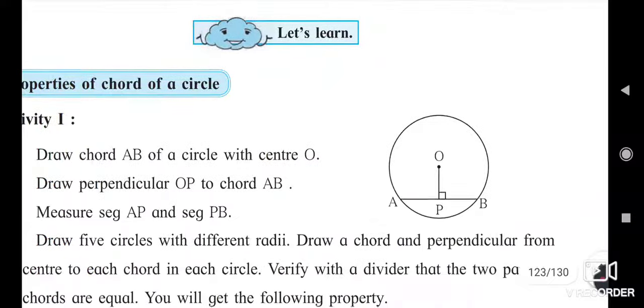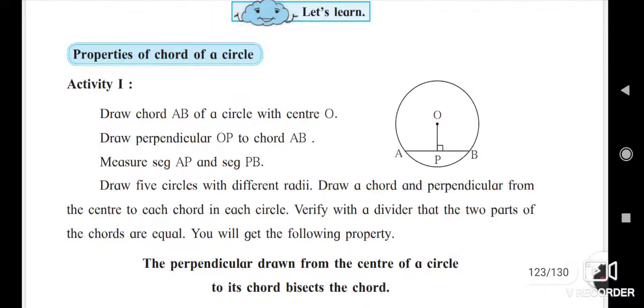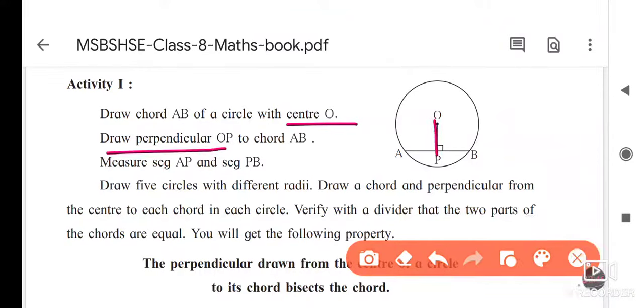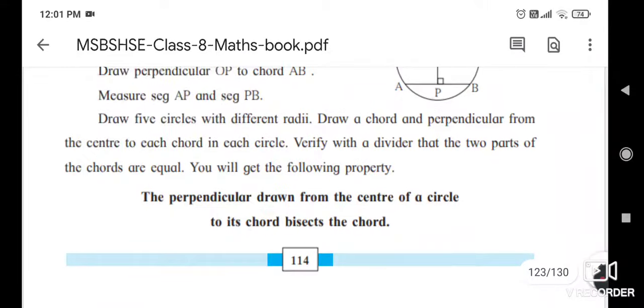So this is the activity given in our textbook. Draw the chord AB of a circle with center O. Draw the perpendicular. So here the perpendicular is drawn to the chord. We have to measure AP and PB, both the distances. Draw 5 circles of different radius, and draw the perpendicular to the chords from the center of the circle. This activity we have to repeat for the 5 circles. Verify with the divider that the 2 parts of the chord are equal. Then you will get the following property.